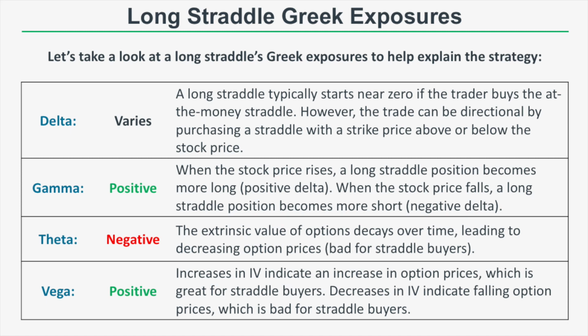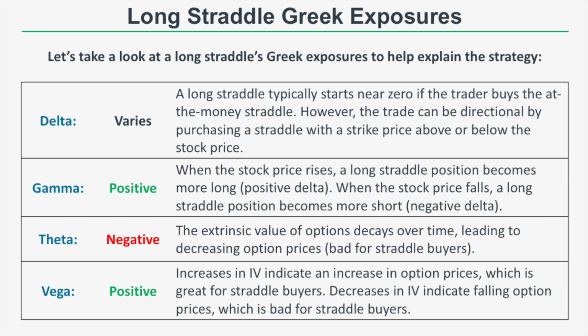Now lastly, vega is positive for a long straddle position because you'll make money if implied volatility increases. Now that's because an increase in implied volatility indicates that option prices are increasing, which is obviously what you want as an option owner. On the other hand, decreases in implied volatility indicate that option prices are falling, which means that you'll be losing money from owning that straddle.